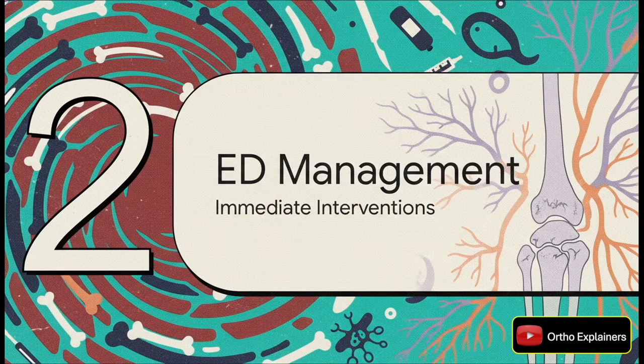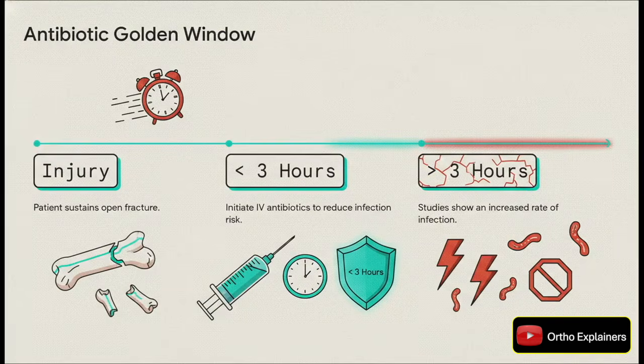Okay, let's shift gears to the emergency department. The actions we take here in these first few hours can dramatically influence the final outcome, especially when it comes to the risk of a fracture-related infection. Time is absolutely critical, and the evidence on this is unequivocal.